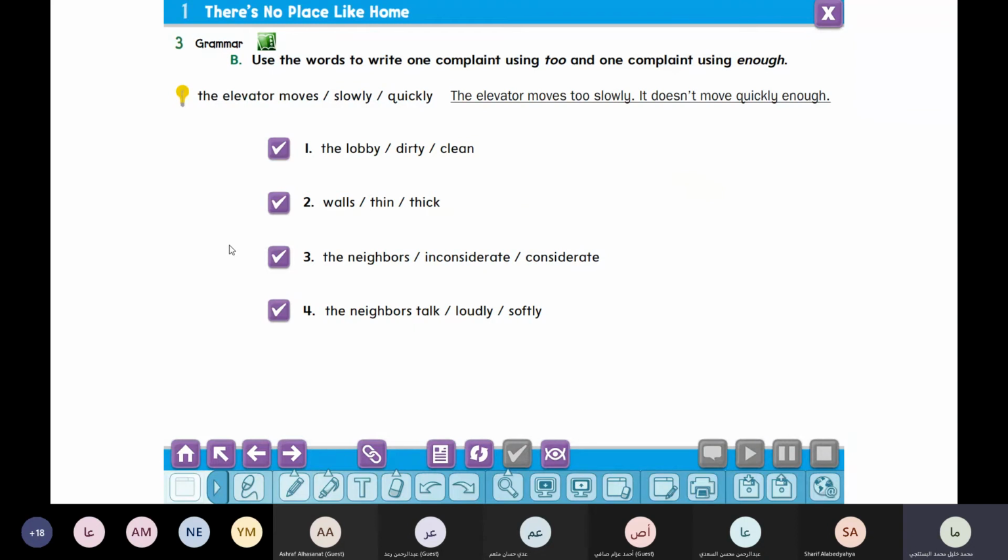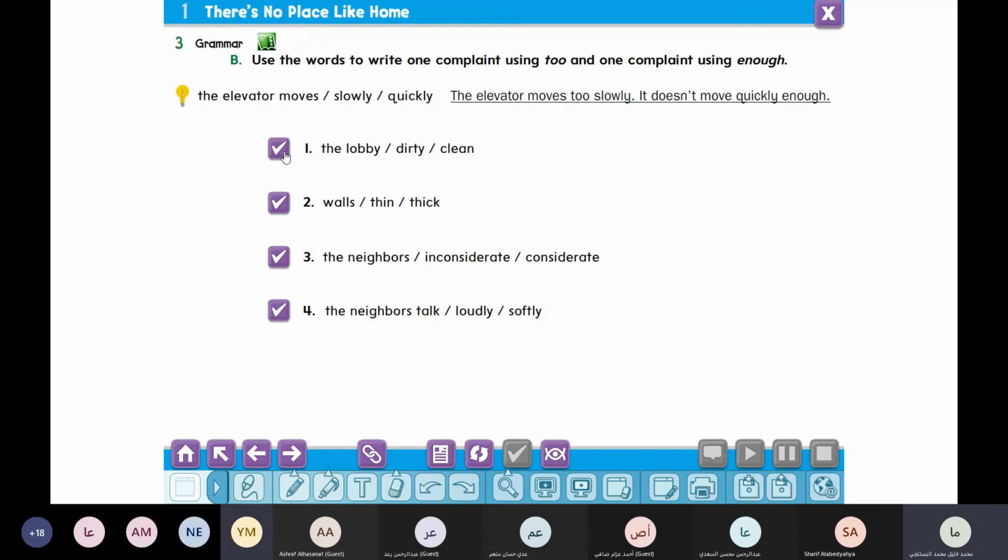Here we need 2 sentences. Okay, we're using too and using enough. Look at the example. The elevator moves slowly, quickly. The elevator moves too slowly. It doesn't move quickly enough. So you realize that the 2 sentences have the same meaning, but one is using too, the second using what? Enough.